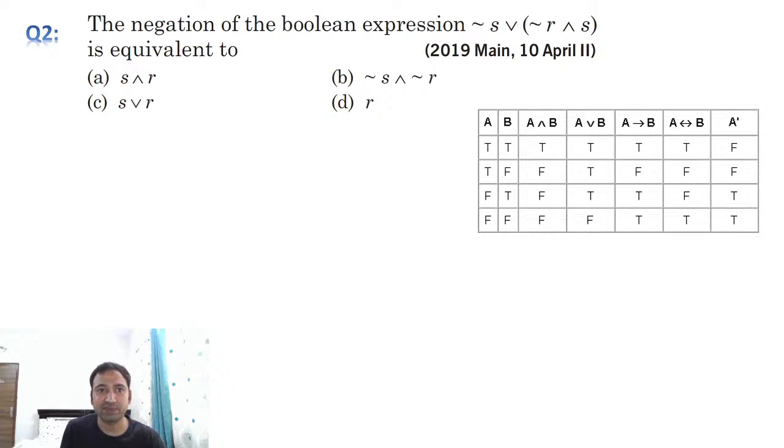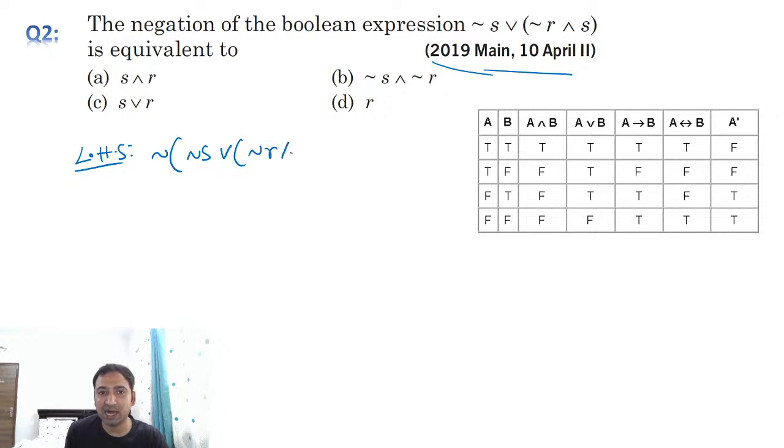So this is the next question we have. This is also a 2019 question: negation of a Boolean expression. What he's asking is the left hand side, negation of S or negation of R, and so on. This is what he's asking.